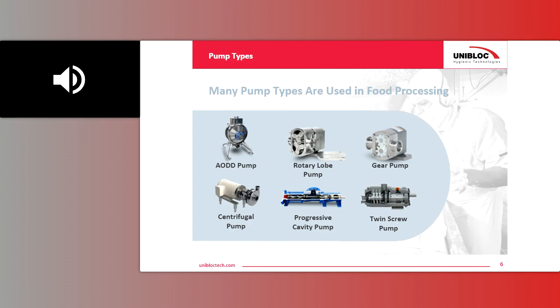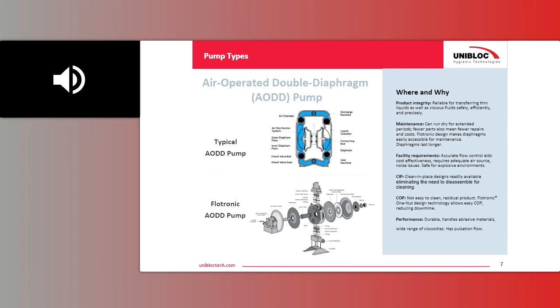So these are probably the most common pump technologies we see in the food industry. There's a couple others that we don't show in here that you do come across from time to time, but I think this will cover the majority of the pump applications. So we'll go through each product type and go through the pros and cons of each. So first is commonly AODD pumps, which is air-operated double diaphragm pump.